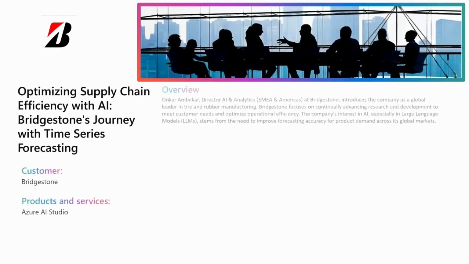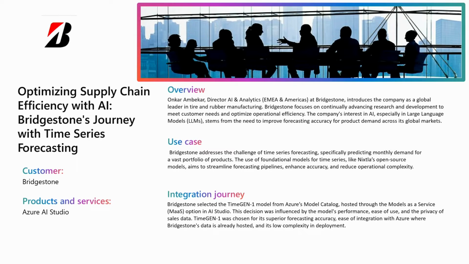And then finally, I'm moving on to Bridgestone. Bridgestone, as you all know, is a global leader in tire and rubber manufacturing, and they are focusing on optimizing supply chain operations through precise demand forecasting. Today, we announced the Nixtla TimeGEN-1 model in the model catalog, and Bridgestone is implementing the TimeGEN model from the Azure Model Catalog, and they have achieved notable improvement in forecasting accuracy, particularly during volatile periods.